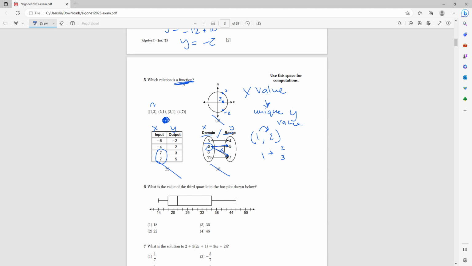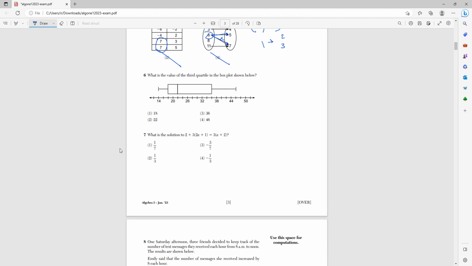Once again, you could just look at it, right? Here, when x is 1, y is equal to 3. When x is 2, y is equal to 1. When x is 3, y is equal to 1. And when x is 4, y is equal to 7. So each x value has a unique output. Nothing repeats. So 5 has to be the function, right?